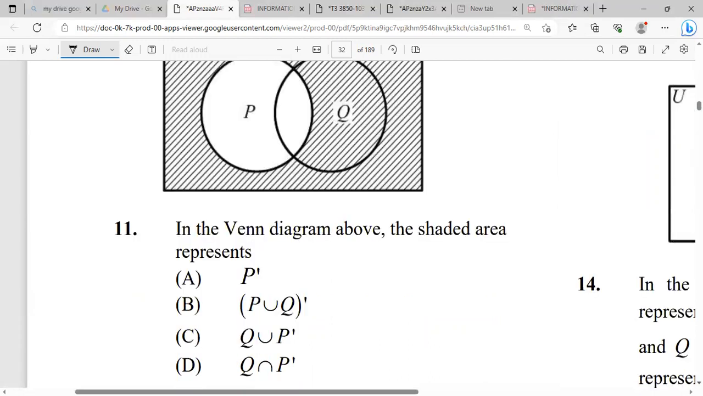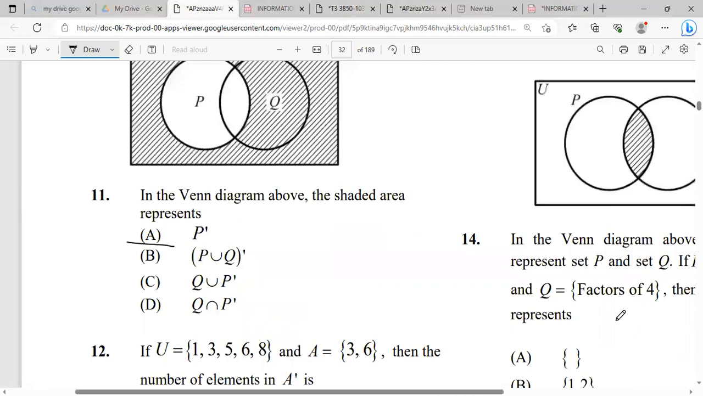All right. In the Venn diagram above, the shaded area represents, and that would be everywhere that is shaded except for P. So that would be P complement or P prime.